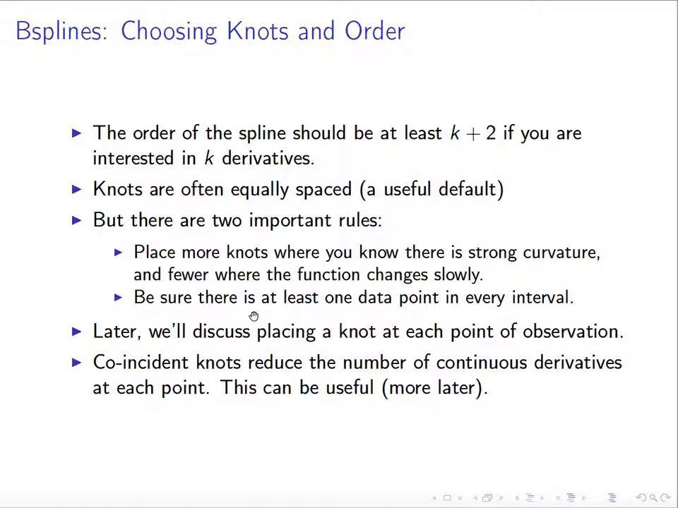Yeah, I think generally we want the order to be k plus 4 here. So if we are interested in the curve itself, we will use cubic B-splines. If we want to use the first derivative, we will use order 5 B-splines. If we want to estimate the second derivative, we will use order 6 B-splines. Generally, we will put equally spaced nodes just to make our life simpler.